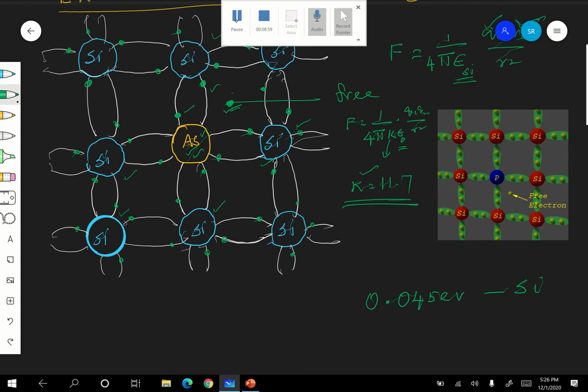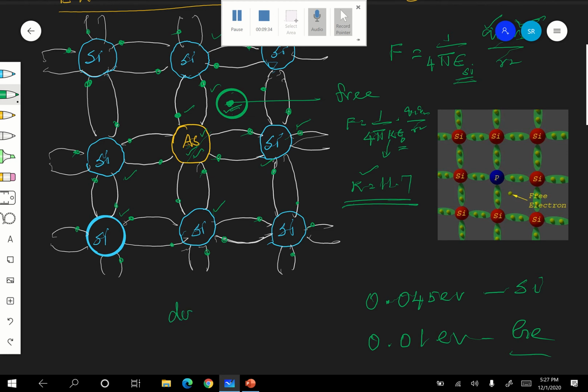If it is germanium, it is still less, 0.01 electron volt. If a pentavalent impurity is added to a germanium atom, even less energy, 0.01 electron volt, is required for the free electron to jump into the conduction band. It will then be completely free and available for conduction. Are you following? Now what happened? The arsenic, this pentavalent impurity, is donating one free electron.